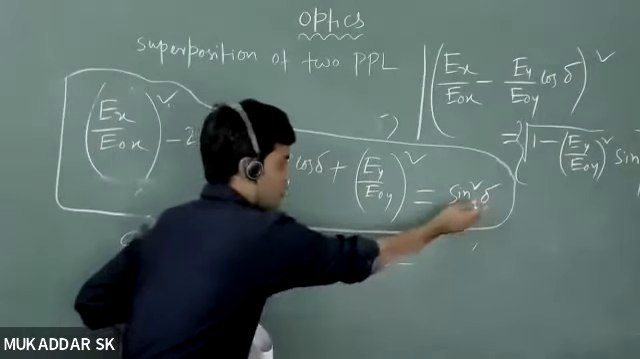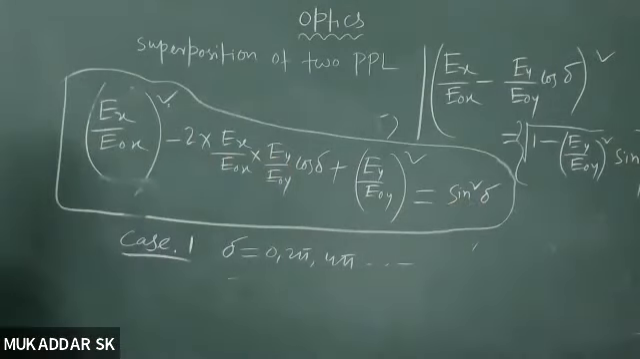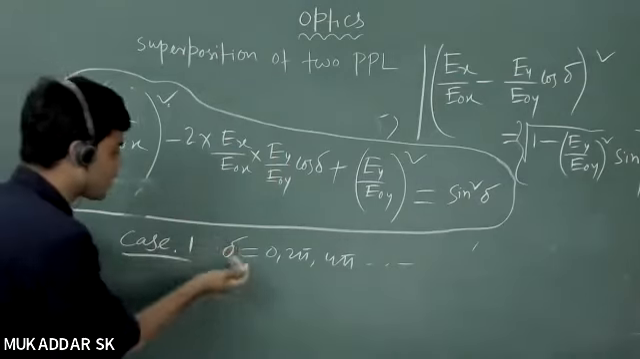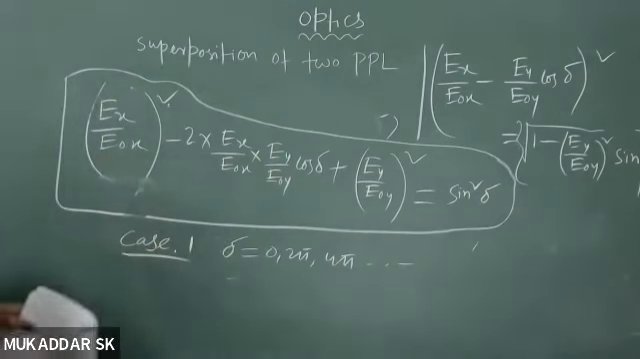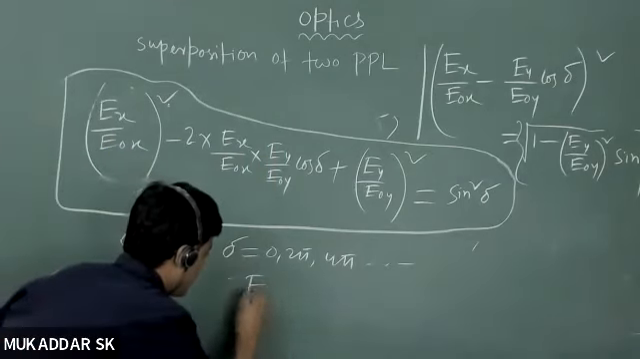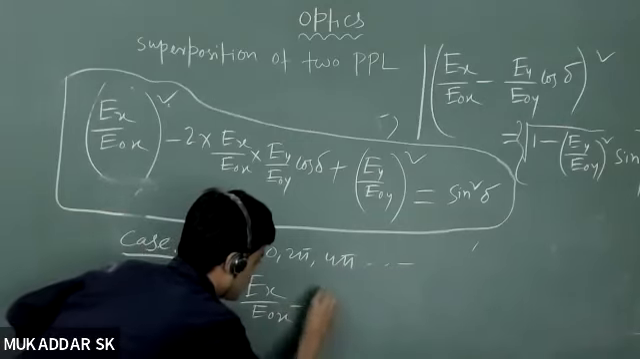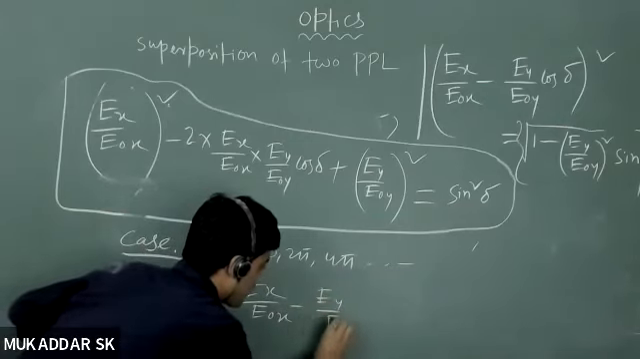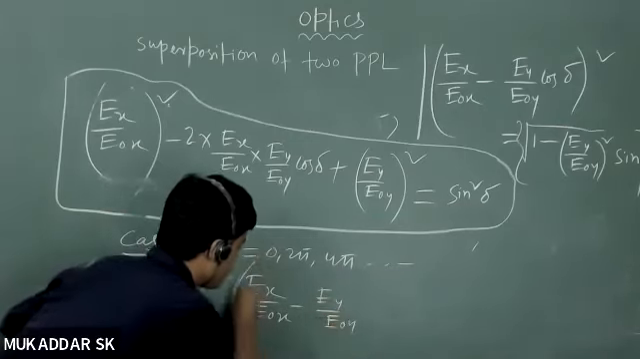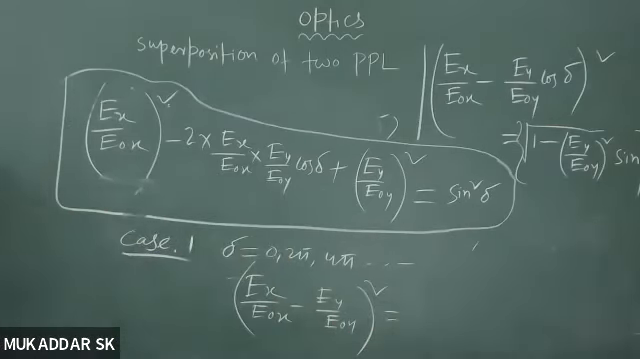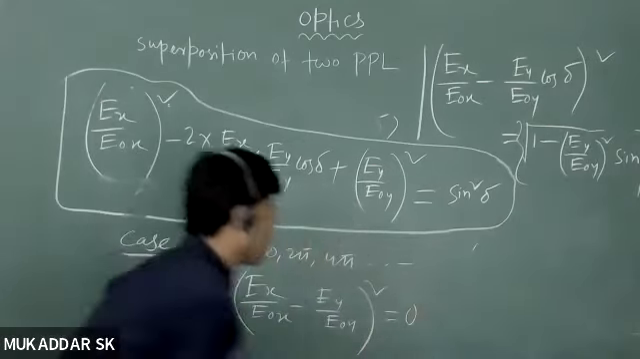and the right hand side will be how much? It will be 0 because sine 0 is 0, sine 2 pi is 0, and so on. So for this case, this equation will become (Ex by E naught x minus Ey by E naught y) whole square, that should be equal to how much? Tell me. 0. Okay, it will be 0.